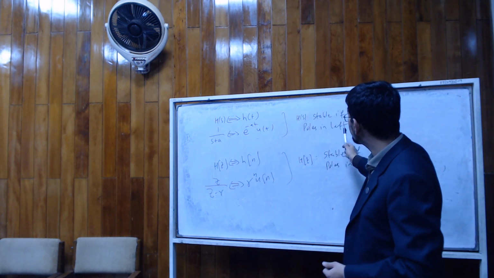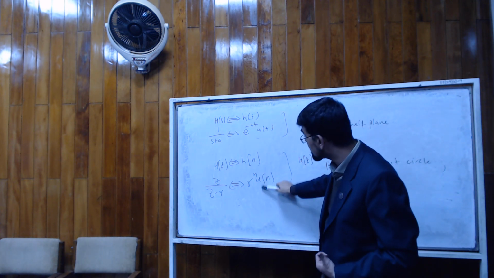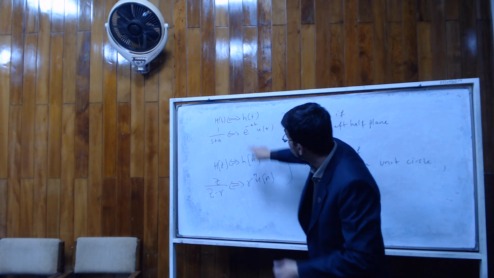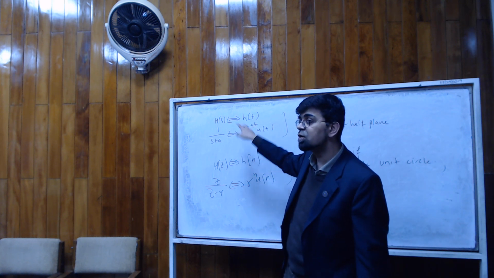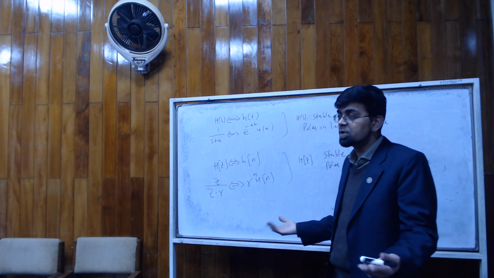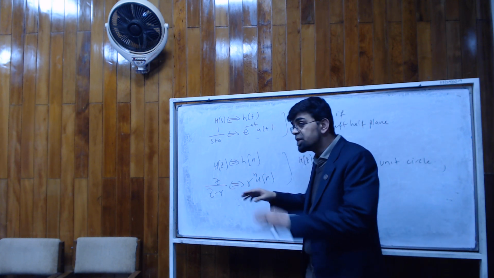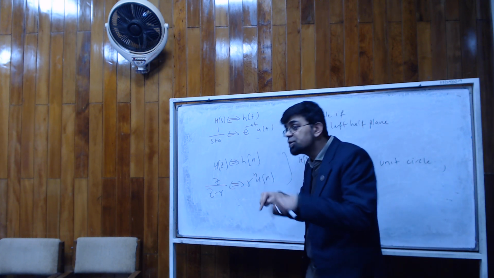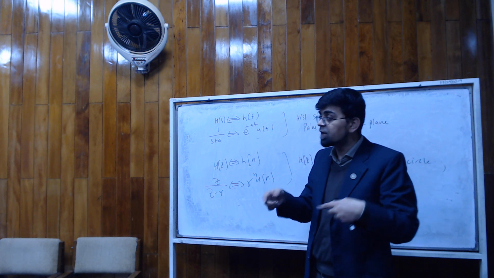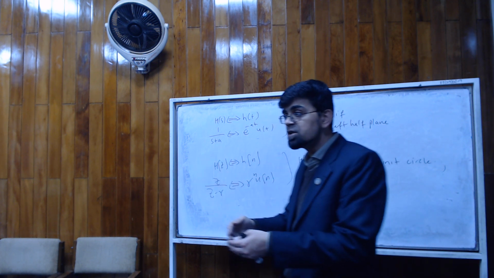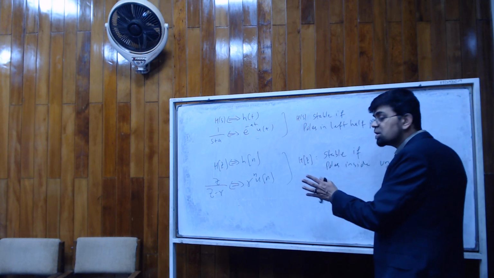Now the whole idea of left half plane and inside unit circle comes from here. See, if the pole is in the left half plane, then the exponent will be negative and it will decay. So that's what it means. And here, within the unit circle means that the absolute value of gamma will be less than 1, which is the requirement for any geometric series to be convergent. That's all. So there is nothing magical in this.